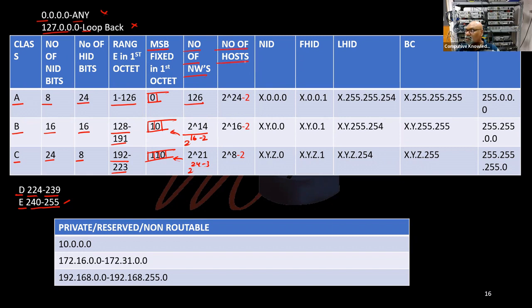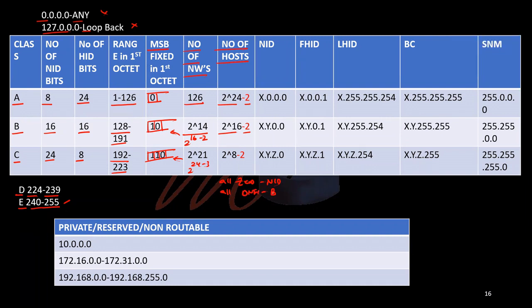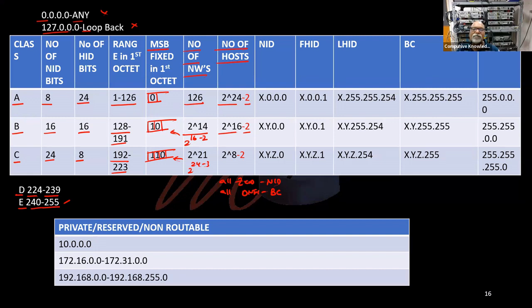I wrote the minus as a power because too many minuses will come and you'll get confused. Number of hosts: 2 power 24 minus 2, 2 power 16 minus 2. Why minus 2? Because all zeros is the network ID. All ones is the broadcast. See? You simply said some word. That is what happens. Excitement kills. All ones in the host is broadcast. All host ID bits ones are broadcast. Is it clear?